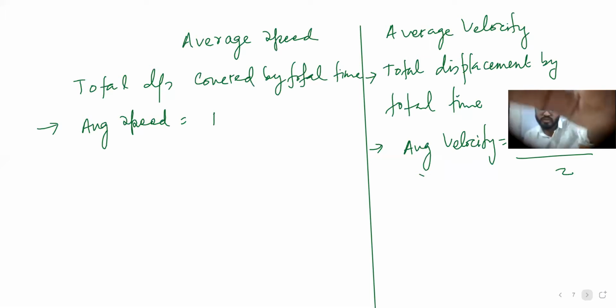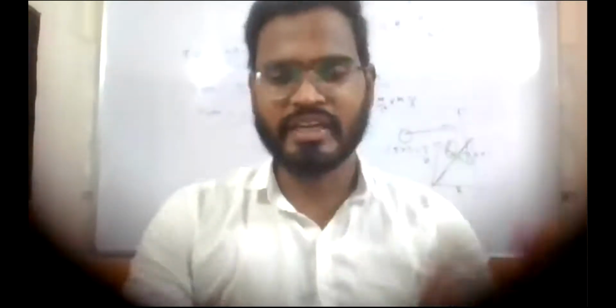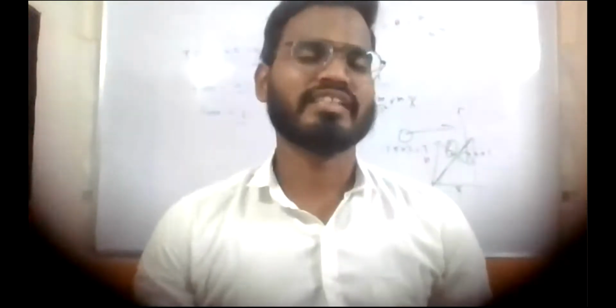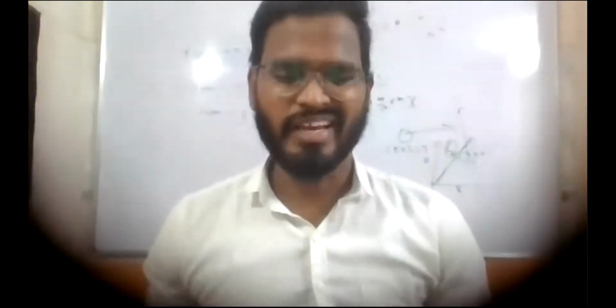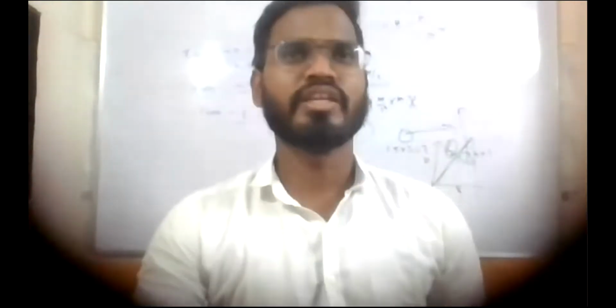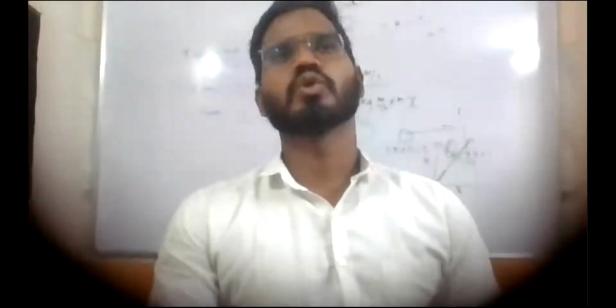So we can say, suppose you are going from here 500 kilometers, and it takes like 10 hours or 15 hours to cover. So we can say total distance 500 kilometer by total time it takes. That is average speed. Remember again, total distance by total time is average speed.